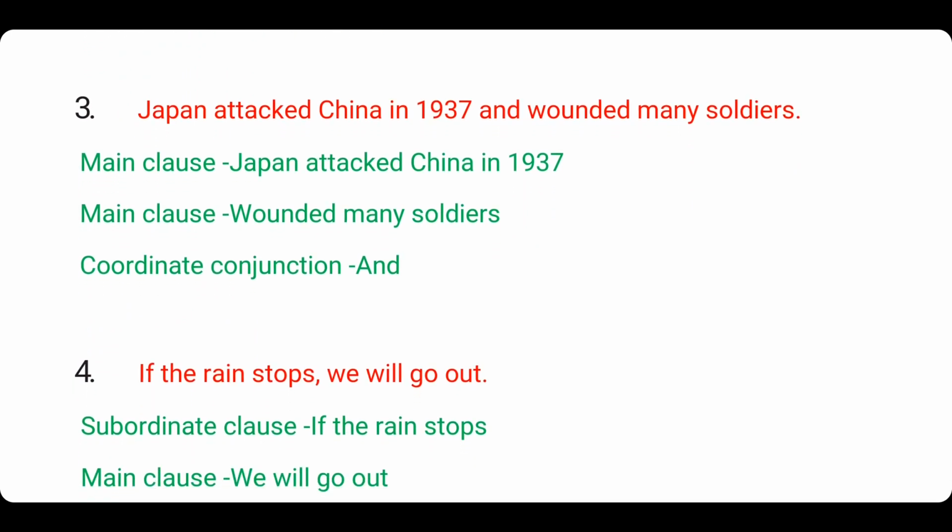On to the third sentence. Japan attacked China in 1937 and wounded many soldiers. Here what is the conjunction? Yes, and is the conjunction, and is also a coordinate conjunction. Hence we can say that this sentence consists of two main clauses. What's the first main clause? Yes, Japan attacked China in 1937 is the first main clause. It wounded many soldiers is the second main clause.